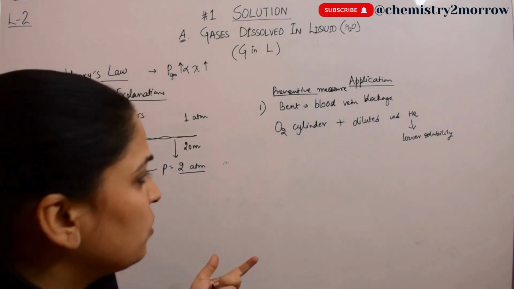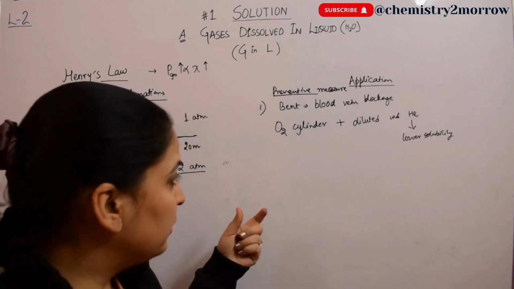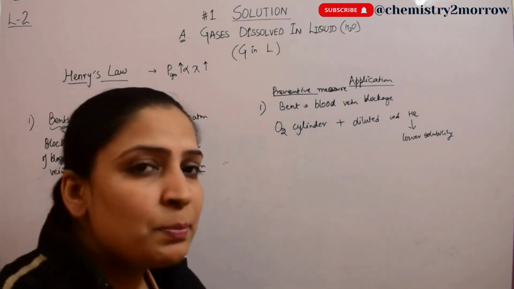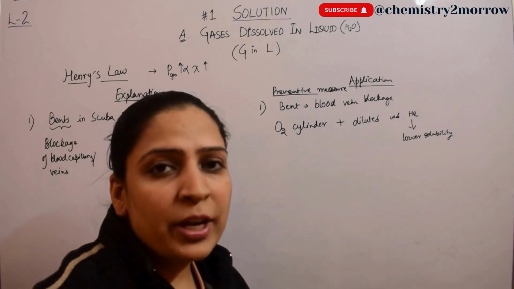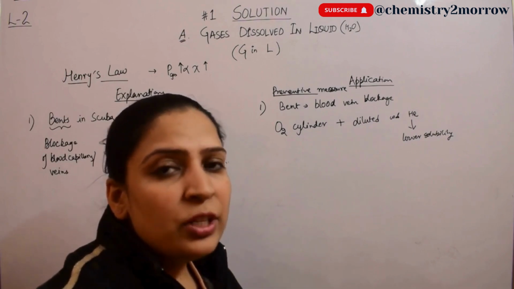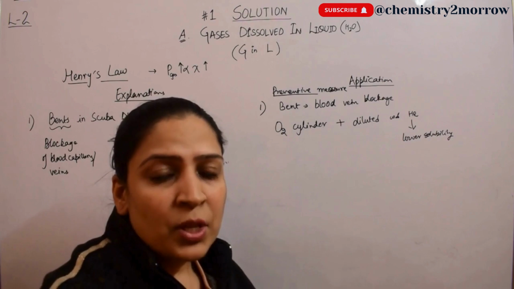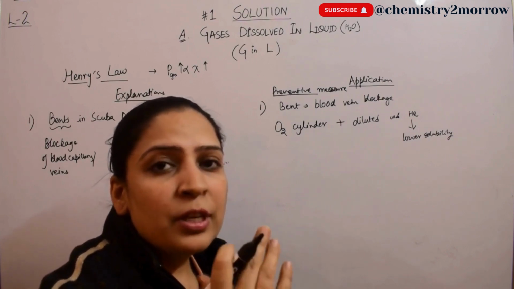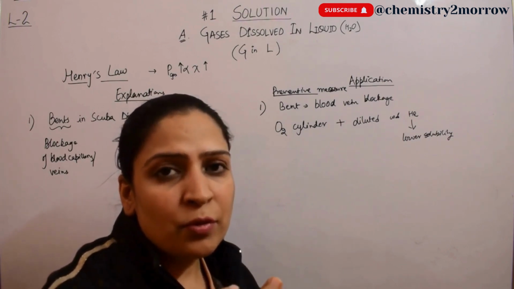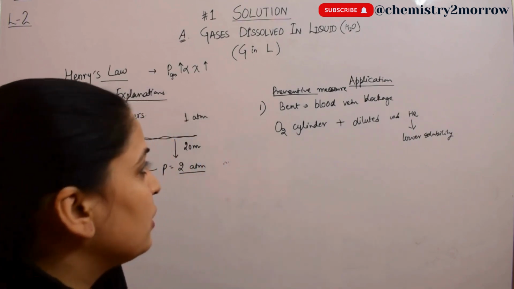Secondly, there is another way, which is providing a special chamber to the scuba divers where the pressure is kept very high, and gradually the pressure of that chamber is decreased. While doing so, there is a slow release of the excess oxygen that was present, and thus they recover from the condition of bends.